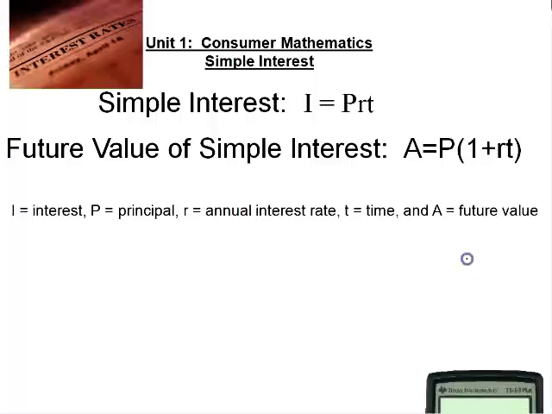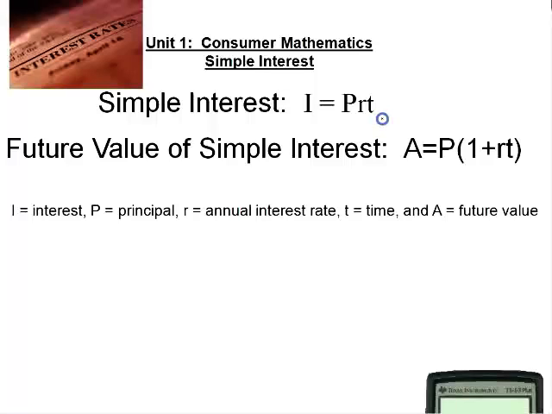The formula for simple interest is I equal to principal, P, times rate, R, times time, T. P, principal, is the original amount of the loan, R is the annual interest rate, and T is time in years for the length of the loan.